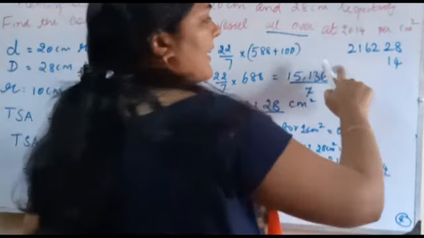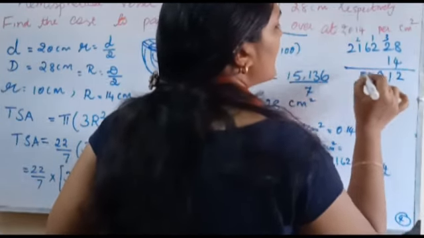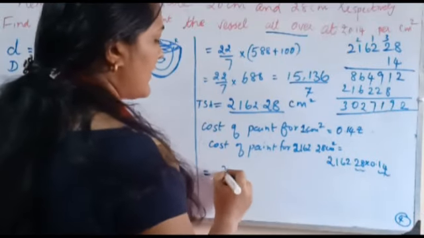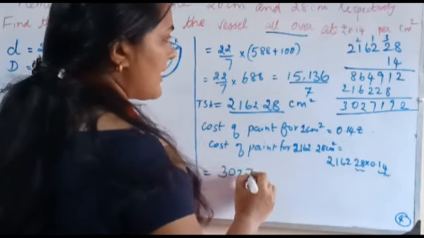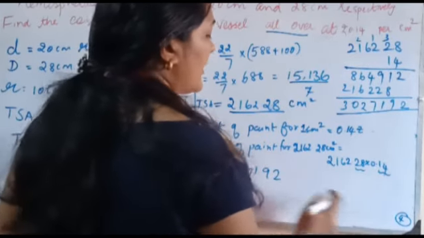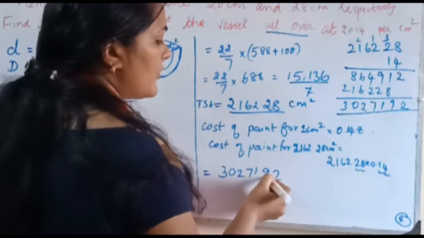Okay. Now write everything together and multiply. Answer is 3027,192. How many digits after point? 4 digits. So keep the point before 4 digits from ones place. 1, 2, 3, 4.